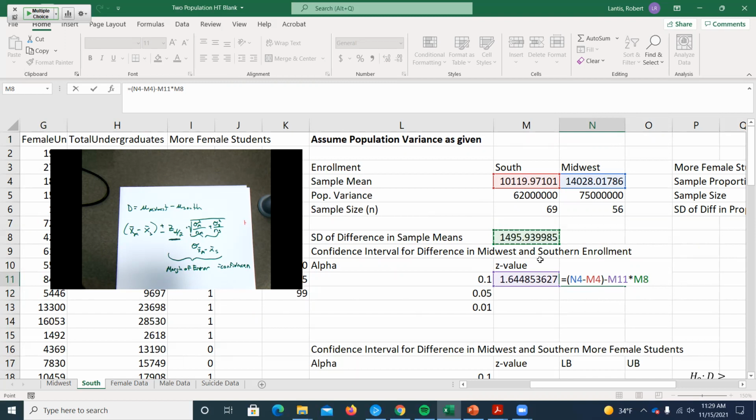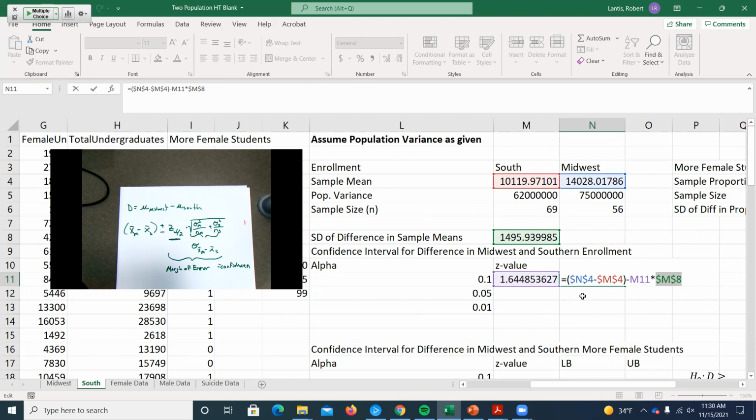Or that Z value, but everything else, right? I still have the same sample means. I still have that same standard deviation of the difference in my sample means. So I'm going to highlight this, hit Command T or F4, if I don't have a Mac, and freeze those cell references.